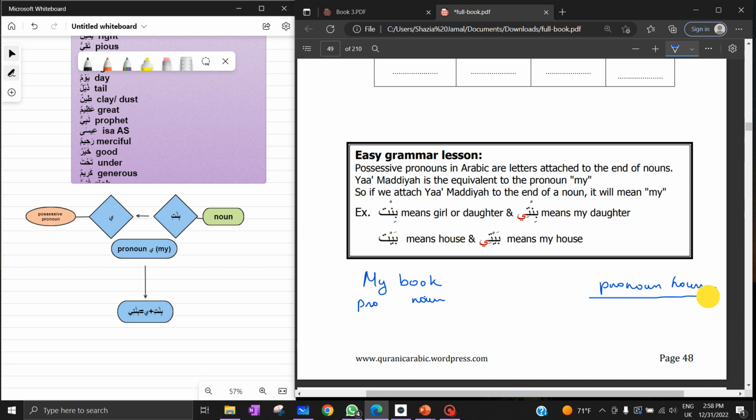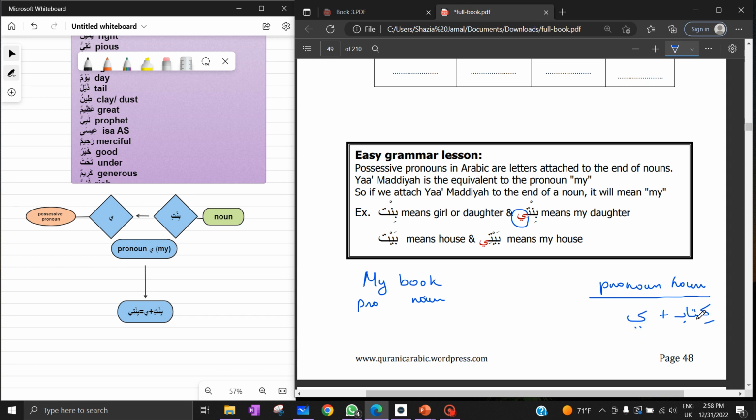So this is how Arabic works. Likewise, as it was written in English, my and then book, we will write in Arabic. What is the noun here? Book. So what do we call book in Arabic? It is kitab. Kitab is our noun. And what is our pronoun? Ya. This red ya which is written here is our pronoun.